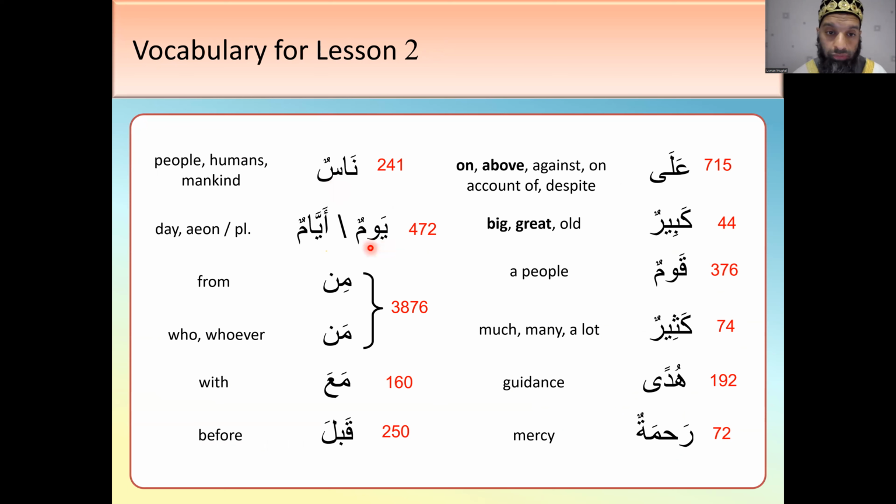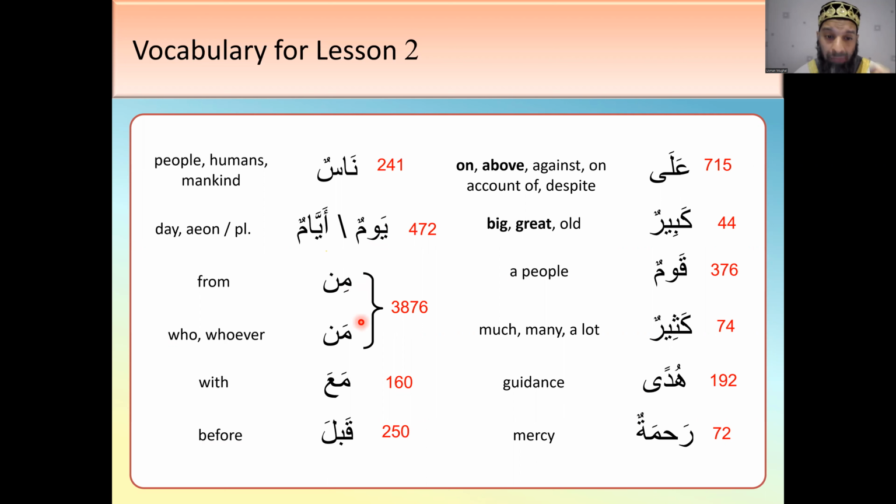Yawmun. And the plural is ayyamun. As long as you remember the singular, if you can remember the plural, all well and good. If you can't remember the plural, then just remember the singular. Yawmun means a day. Could mean an eon, a certain amount of time. 472 times.